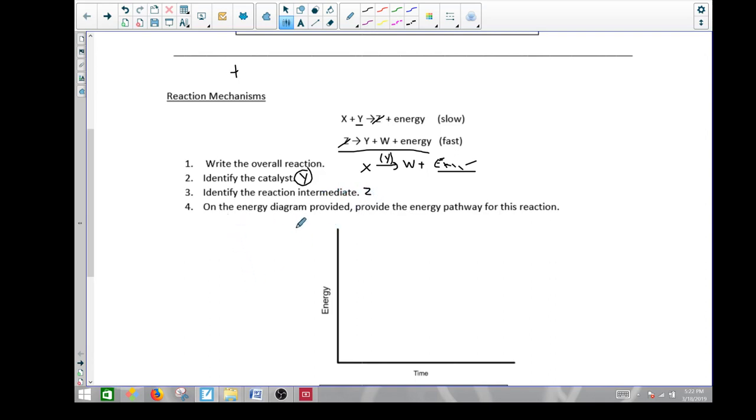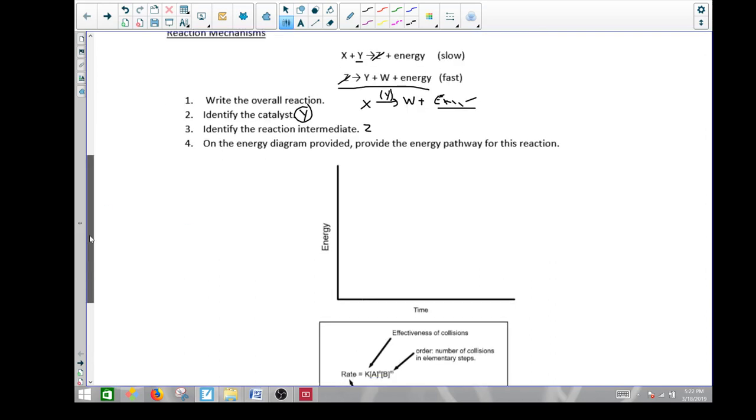On the energy diagram provided, please provide the energy pathway for this reaction. Pretty important. We've got two steps here. They're both exothermic because they're both giving off energy. This one, however, is going to be the bigger one because it's lower. So we start high, we go exothermic and then exothermic, like so. Two steps, there we go.